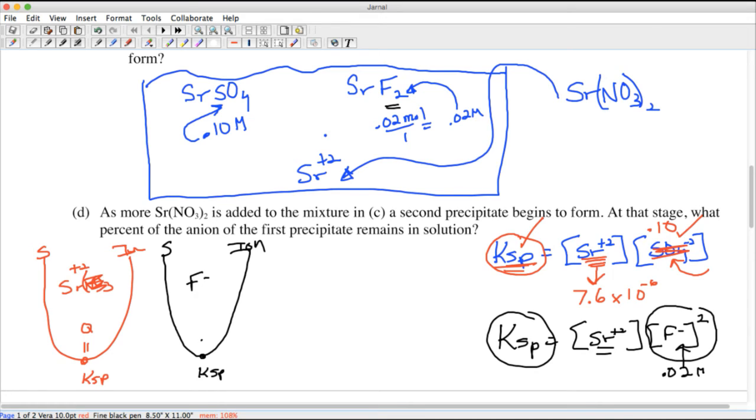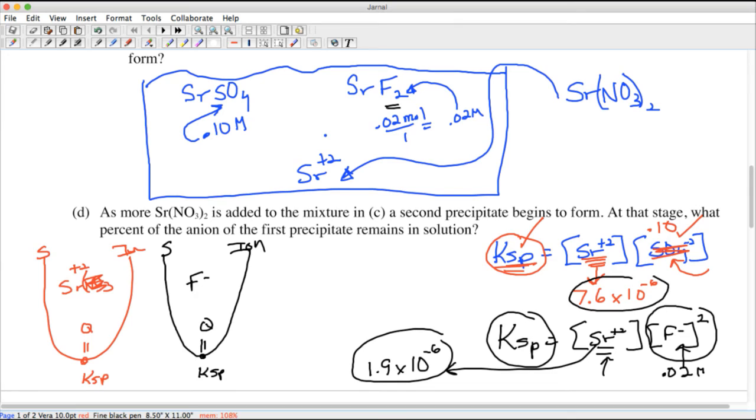Collectively they give us a position where Q equals Ksp. So this would be the value that strontium would have to be, knowing the concentration of fluoride, for us to be in a solution where Q equals K. Okay, so that's what we're solving for. And when you solve for that, you get 1.975 times 10 to the negative 6.